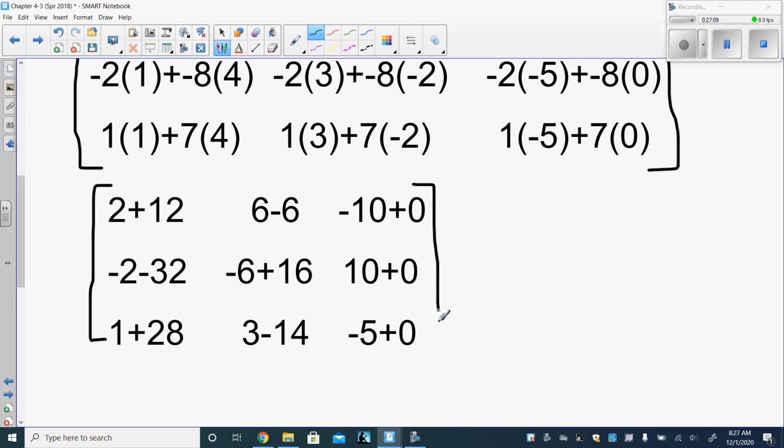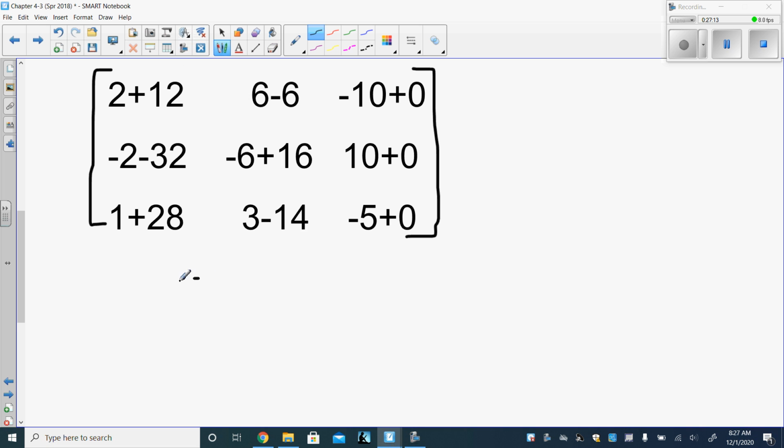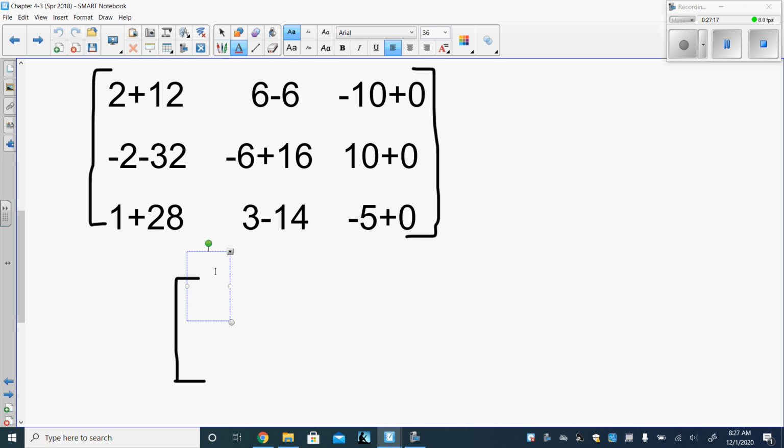So we're multiplying and simplifying. And lastly, we just need to simplify these here, add or subtract these from each other, and then we are officially done. Well, 12 plus 2 is 14. 6 minus 6 is 0. And negative 10 plus 0 is negative 10. And that's our top row.